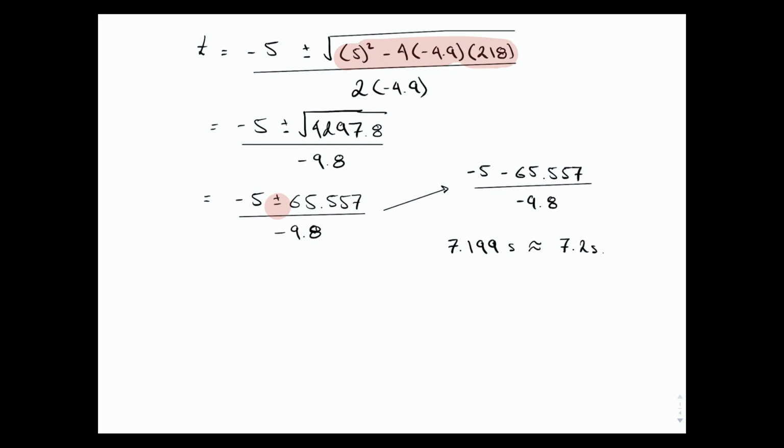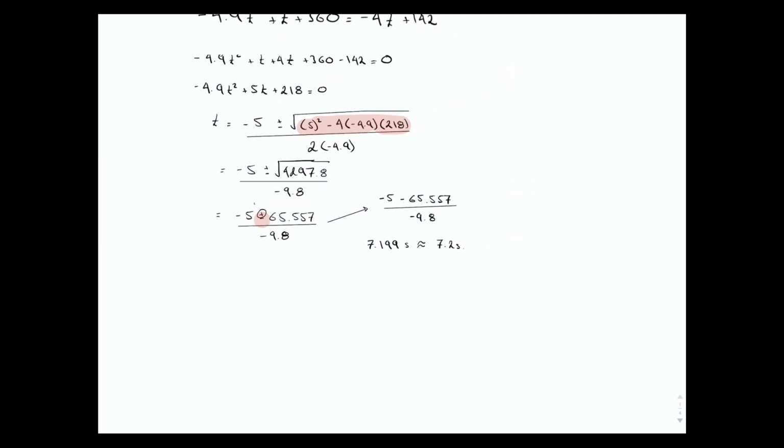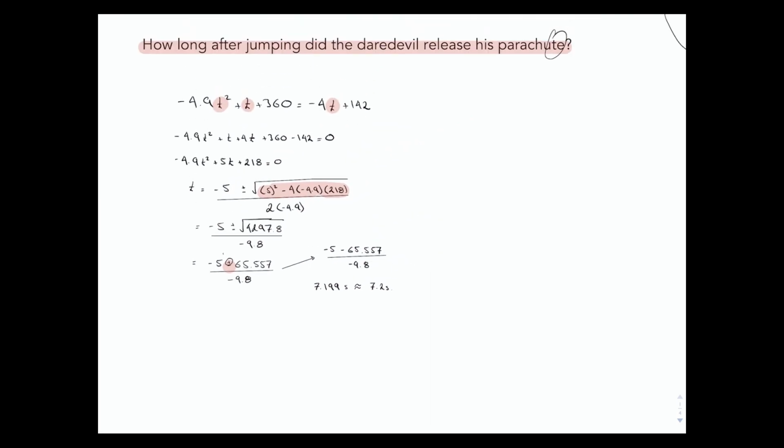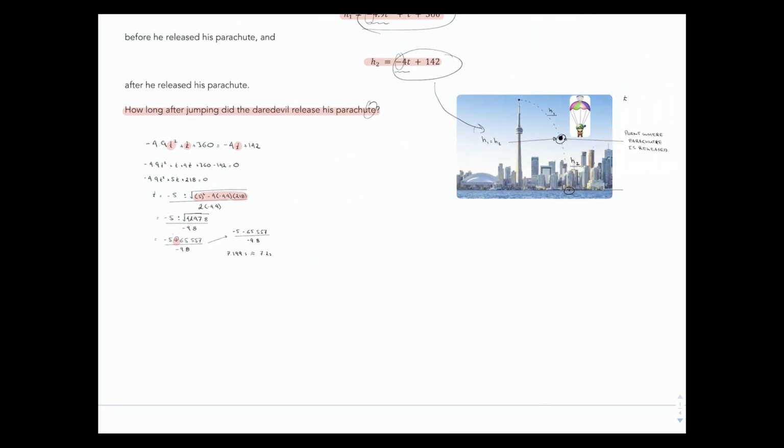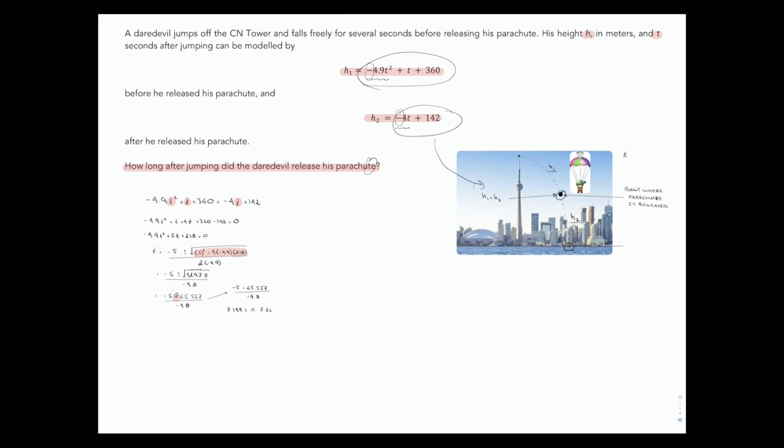Like I said before, the other answer is going to be a negative number. That is this guy over here. An exercise would be to figure out what that means in our scenario. But going back to the original question, if I want to find out at what point the parachute is pulled, well, the answer is 7.2 seconds after jumping.